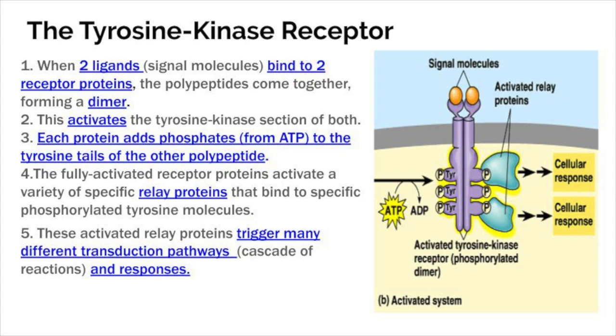Each protein adds phosphate to the tyrosine tails of the polypeptide, so that's shown by the P's that are attached to the 3 sections on each side of the dimer. The receptor proteins are fully activated when the phosphates are added to the tyrosine tails. The fully activated receptor proteins activate a variety of specific relay proteins that bind to specific phosphorylated tyrosine molecules. These activated relay proteins trigger many different transduction pathways, known as a cascade of reactions, and different responses.